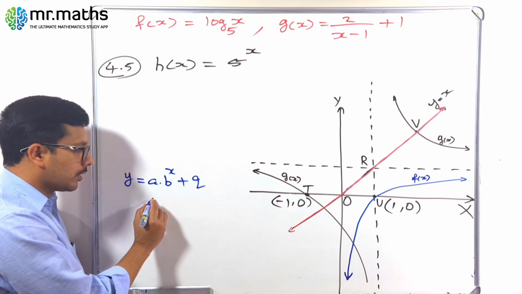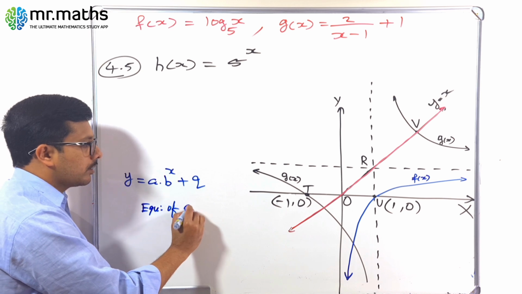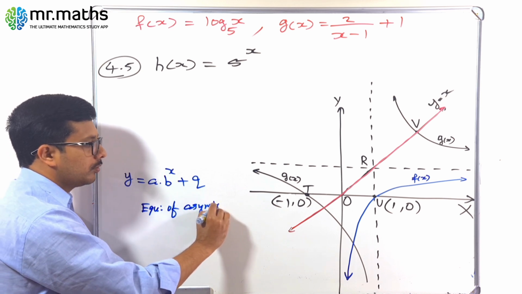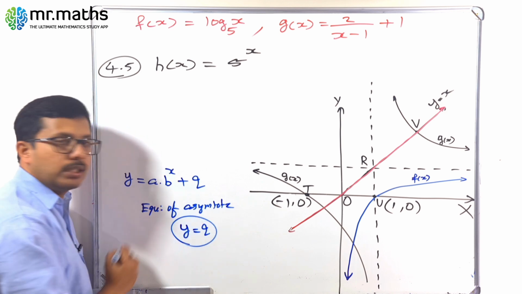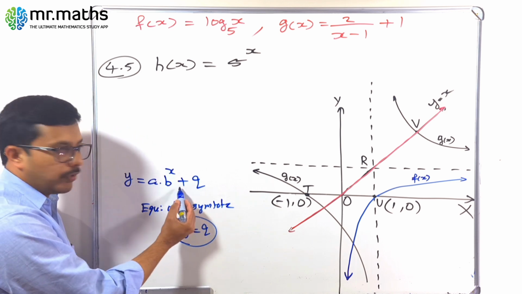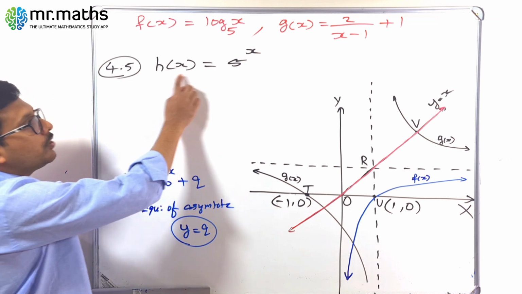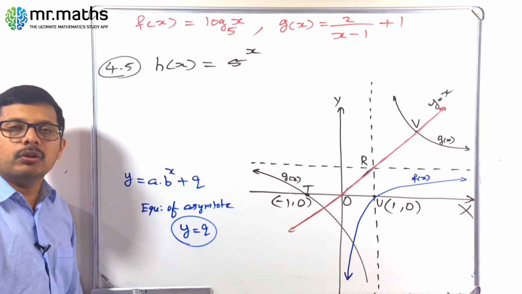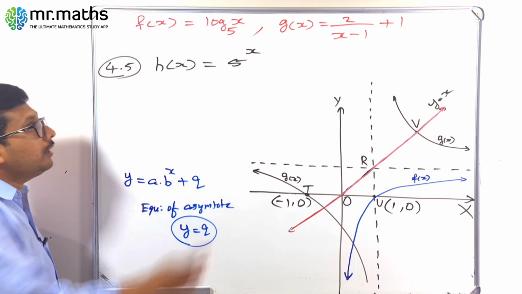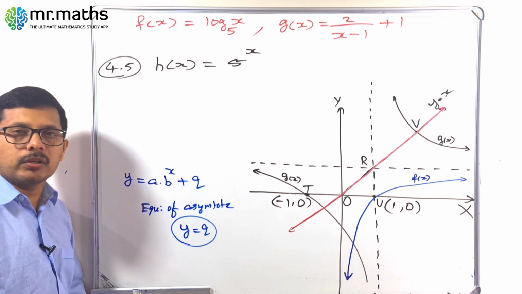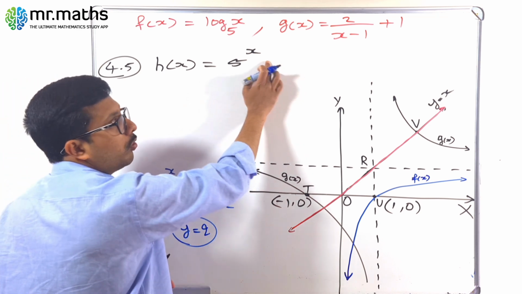What is the equation of the asymptote in this exponential graph? This one. What is the equation of the asymptote? Y is equal to q. This is the equation of the asymptote. This value. So now look at this one. H of x is equal to 5 raised to x. We know that one is what type of graph? Exponential graph. And in this h of x is equal to 5 raised to x, what is the equation of the asymptote? There is no q here.